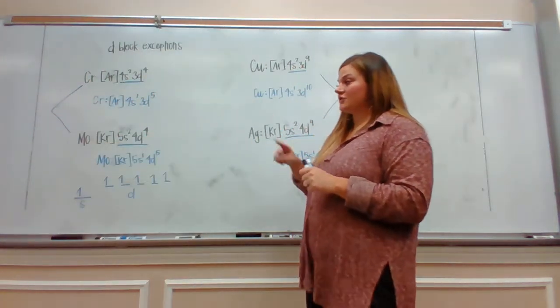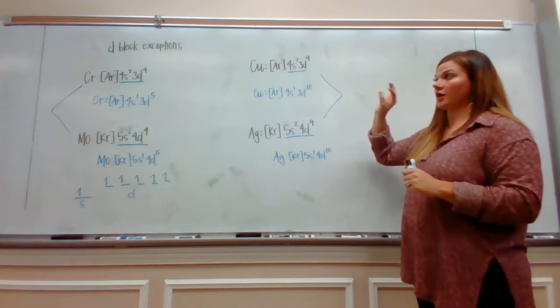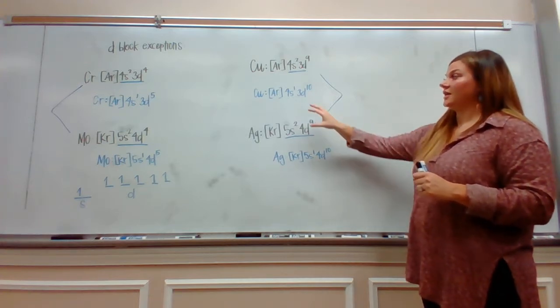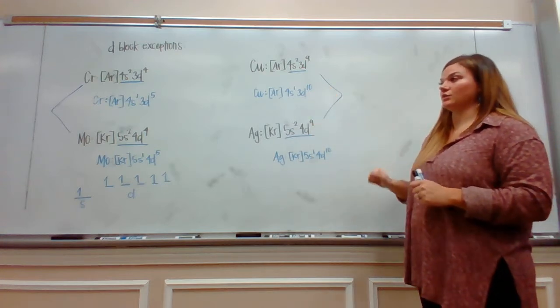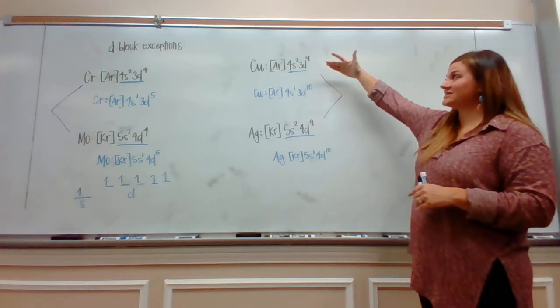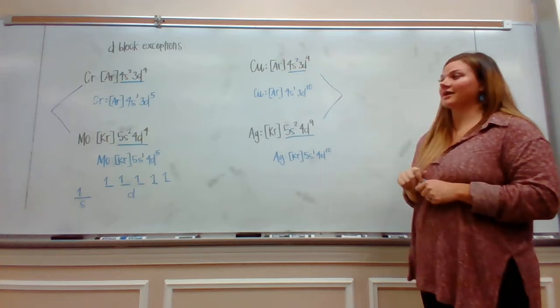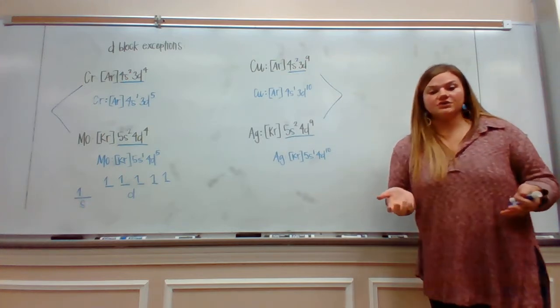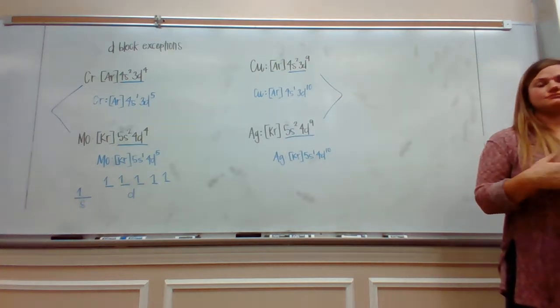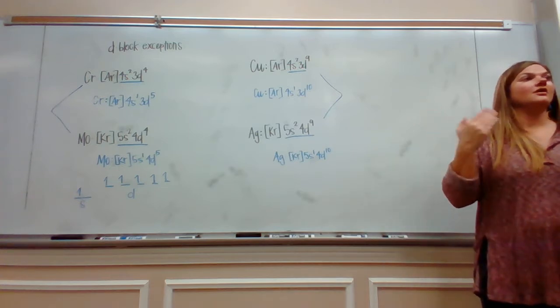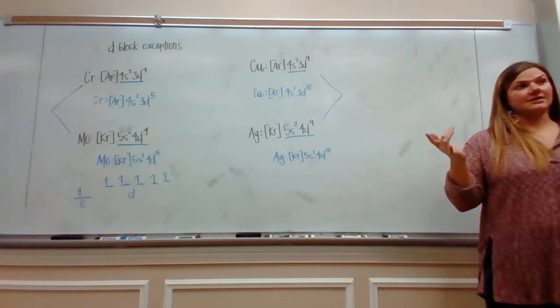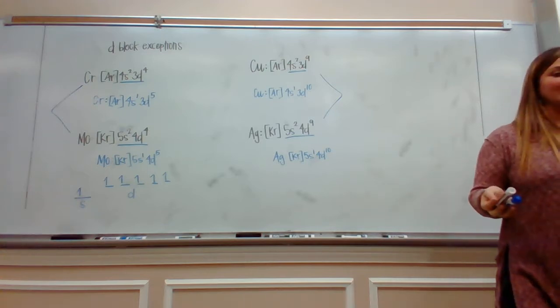So you just need to remember that these four elements, their electron configuration is what's drawn in blue, even though we would expect it to be what's drawn in black. Okay? And on your test, I would simply say, write the electron configuration for chromium. You just need to know that it's an exception. Okay? I wouldn't say anything about it.